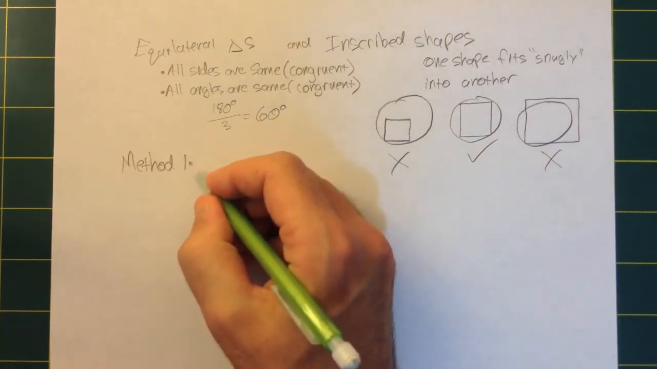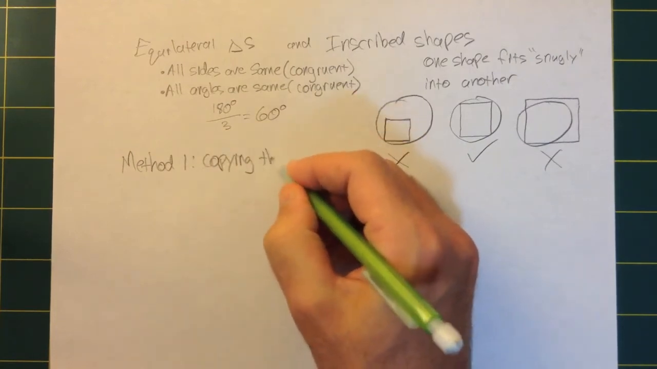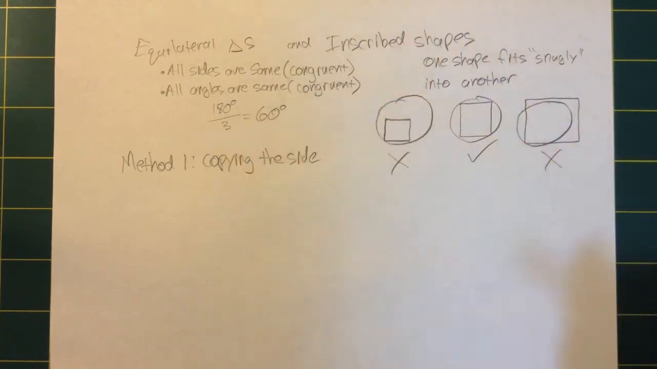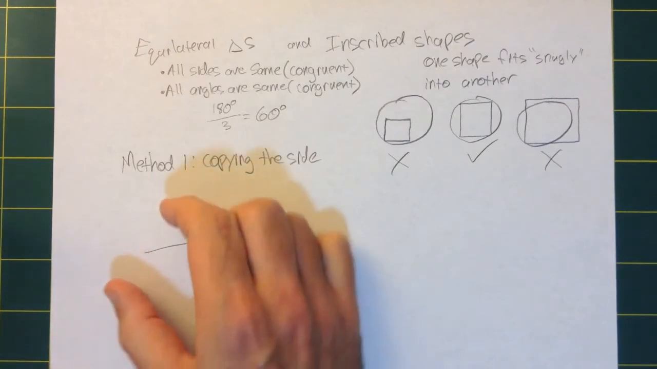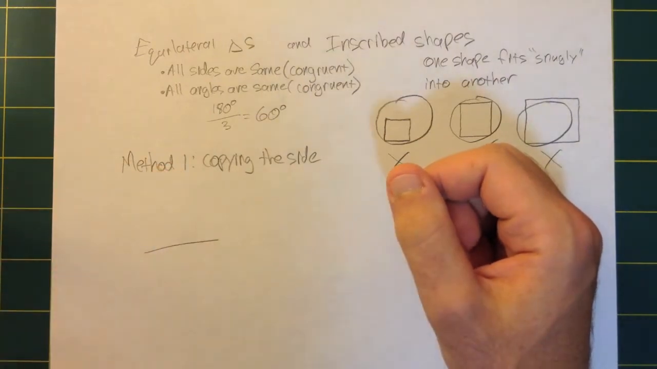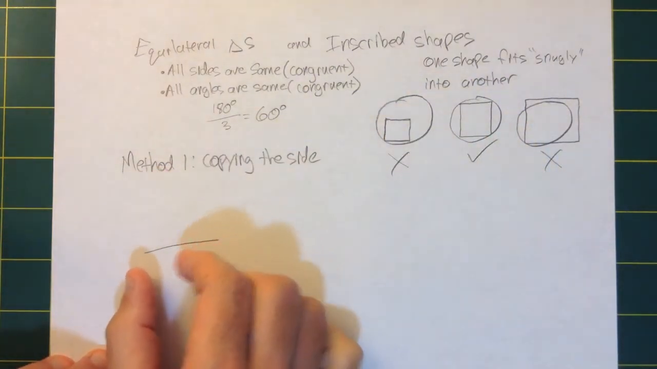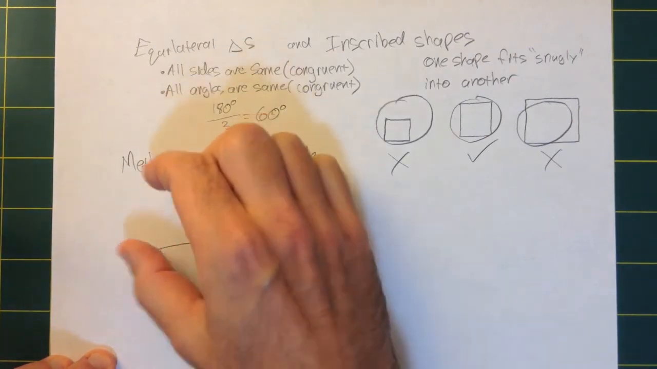Let's talk about the first method, which is based on copying the side. So we said all 3 sides are the same. If you have one of the sides, in order to get the other sides, all you have to do is make copies of this. There is a triangle that I could make where one of the sides is this big, another side is this big, and this other side is this big. I'm going to create that triangle by taking my compass, pinning it to one end, opening up to this distance, and then putting that length over here.